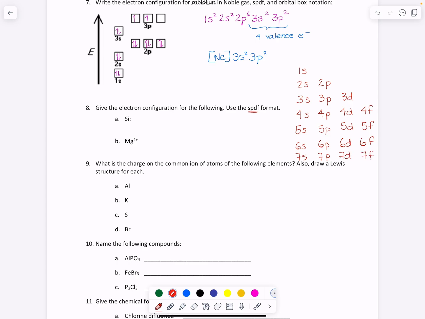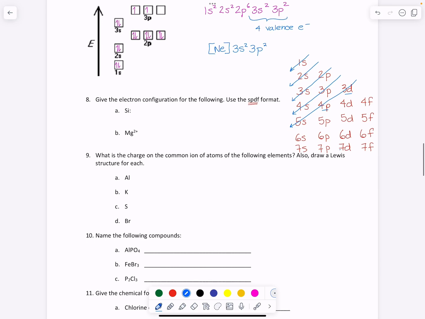All right, and so then to figure out what order things will fill in, you're going to draw diagonal lines going through your rows. So this means 1s would fill, then 2s, then 2p, then 3s, then 3p is going to fill before 4s, but 3d is going to fill, so 3d right here is going to fill before 4p, and so this is going to give you the order in which orbitals will fill.